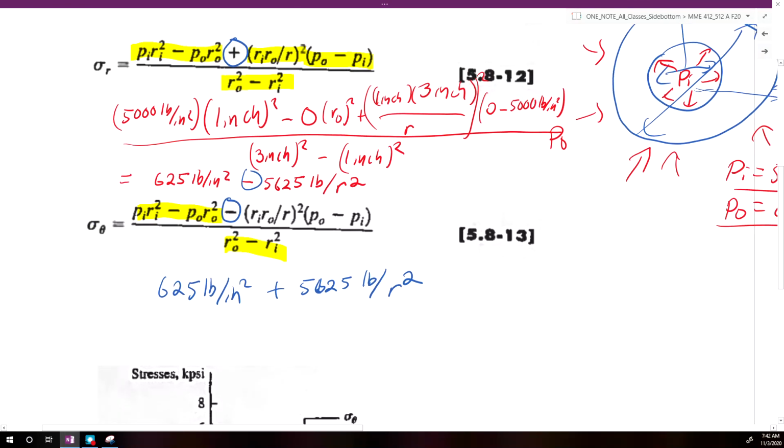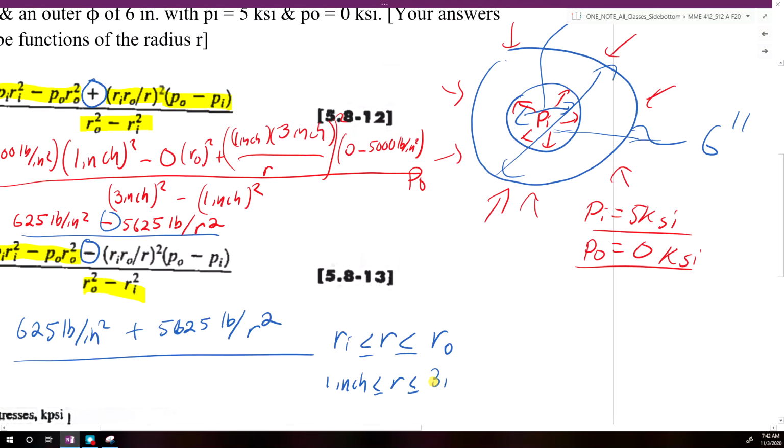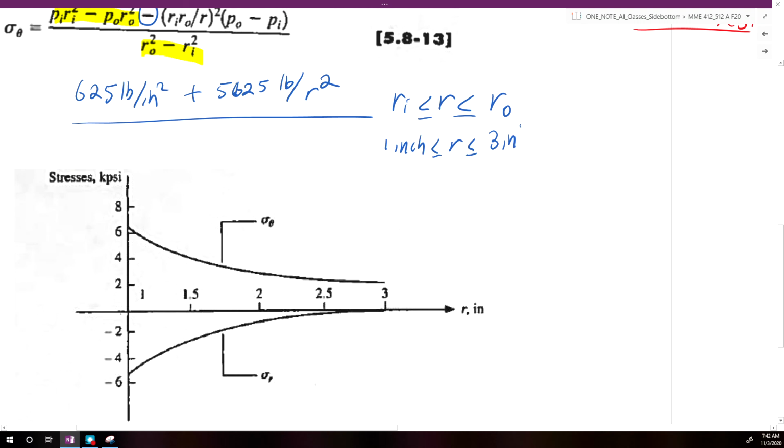Okay. So these two functions are functions of r, and if we plotted them over a range of r values from the internal radius to the external radius, which in this case, the internal radius starts at 1 inch, and the external radius would be 3 inches, we could plot those. So from our inner radius to our outer radius, we could plot both sigma theta and sigma r.